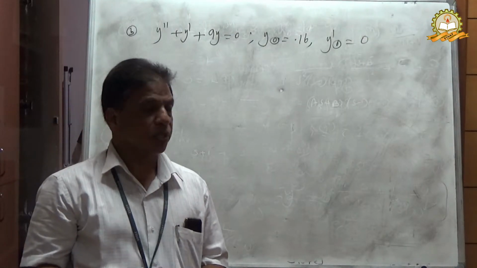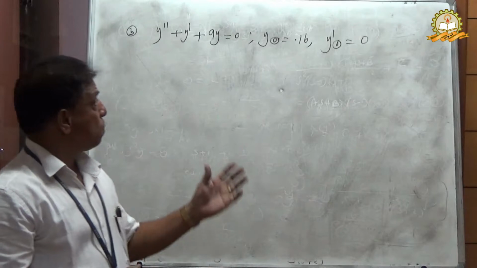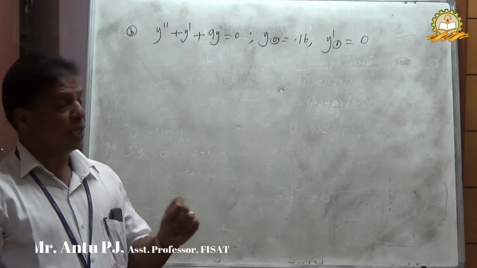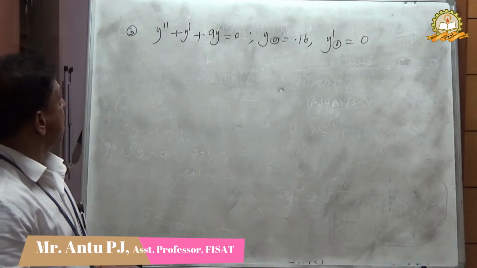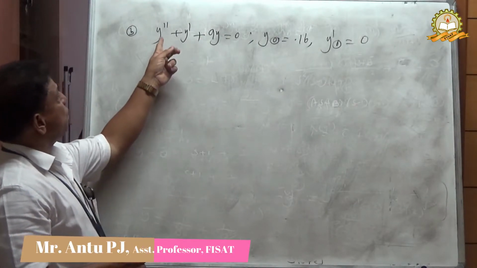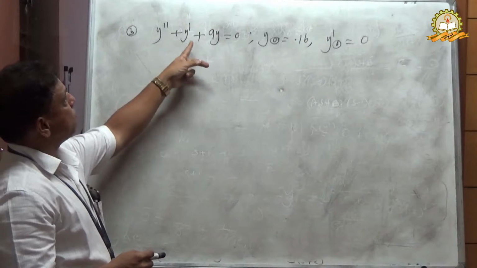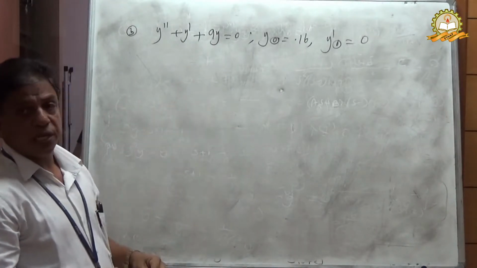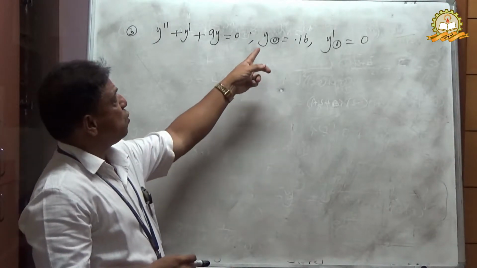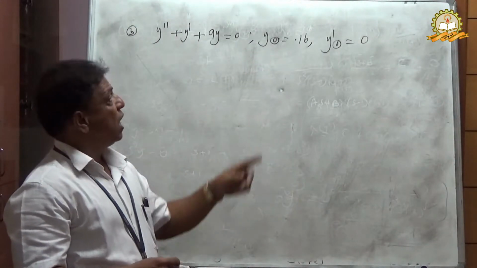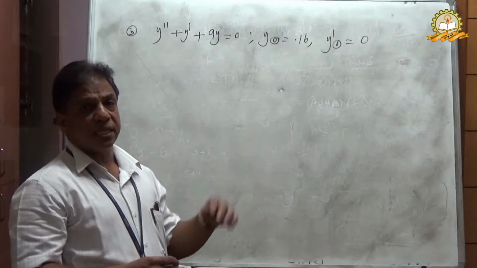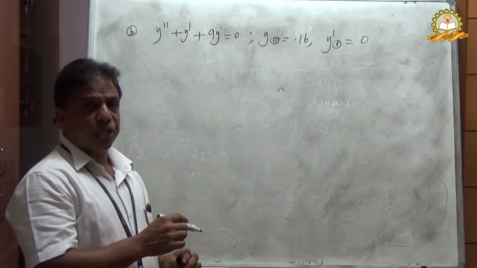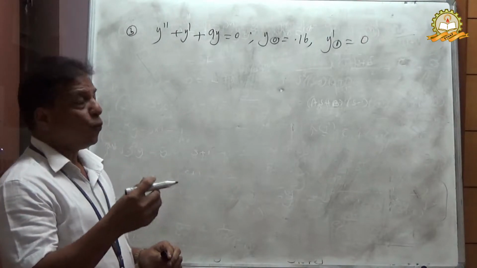Okay, good morning students. Today we will work out some more problems in the solution of ordinary differential equations by using Laplace transform technique. The problem says that y double dash plus y dash plus 9y is equal to 0. This is an ordinary differential equation. The initial conditions are y(0) is equal to 0.16 and y dash 0 is equal to 0. We can solve the equation and find the value of y.